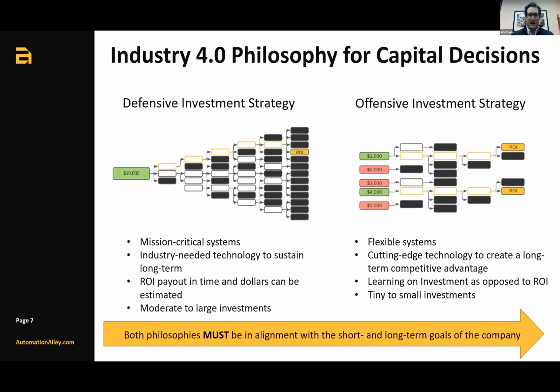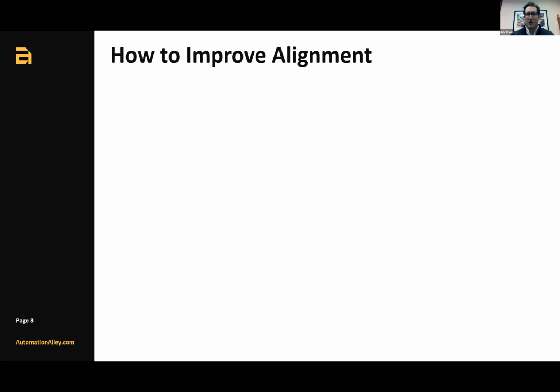Now, the big thing I'll say here is no matter what, both strategies have to be in line with short and long-term goals. So if you're making technology decisions without keeping in mind what the long-term goals of the company are, such as growing revenue, reducing costs, you've got to make sure that's all in line or else these strategies will not work. And so how do we improve alignment?